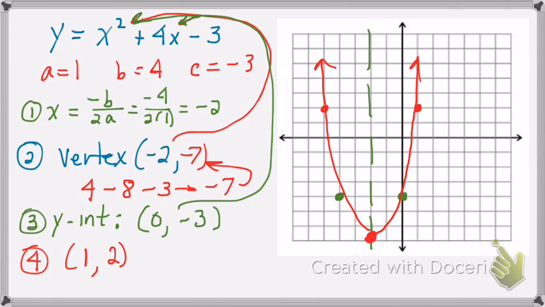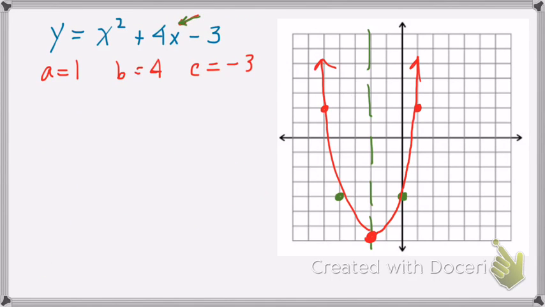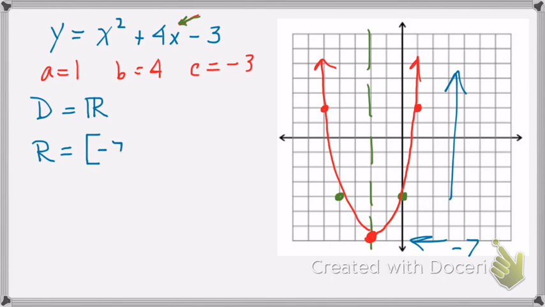So that's fairly simple. I'm going to answer just a few questions about that though. Let me erase some of this stuff. Questions I'll answer are like, what's the domain? Remember we said it's all real numbers. The range. Well, it starts down here at negative 7 and it goes up forever. Remember, range is the y values. So in interval notation, I'd say I start at negative 7 and I go to infinity.